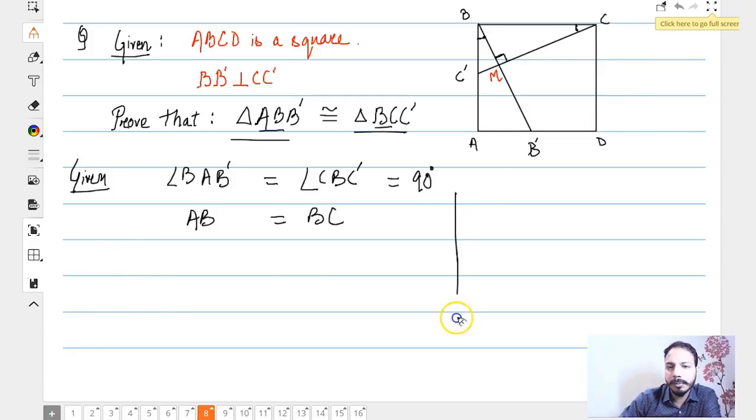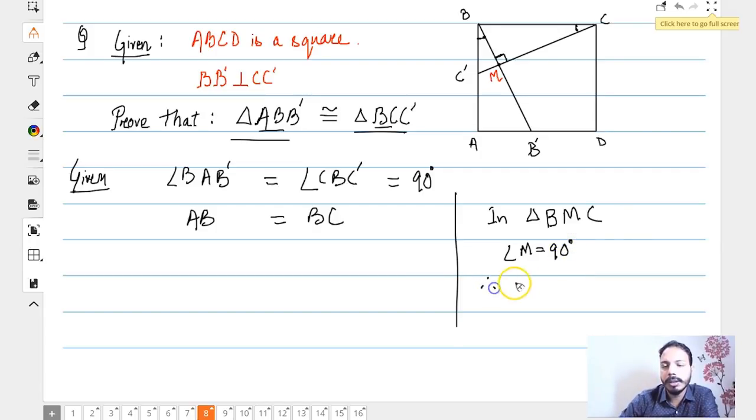Say this point is M. Let's say in triangle BMC, angle M is 90 degrees. Therefore angle MBC plus angle BCM is equal to 90 degrees. That means this angle plus this angle is equal to 90 degrees. Now also we know that this is a square, so this will be 90 degrees.